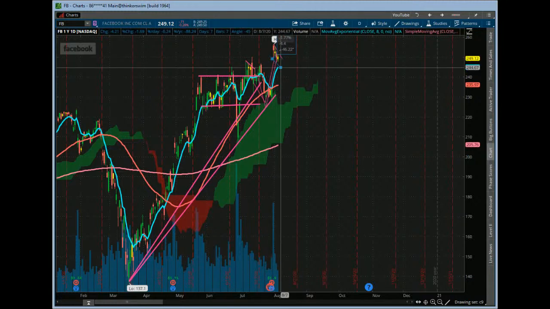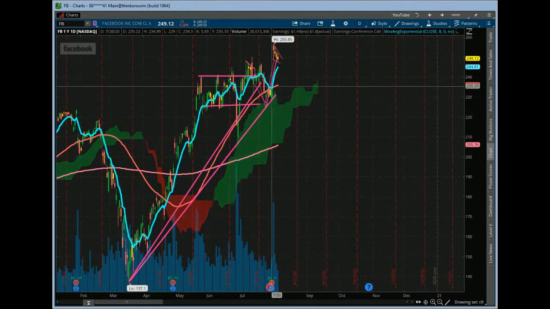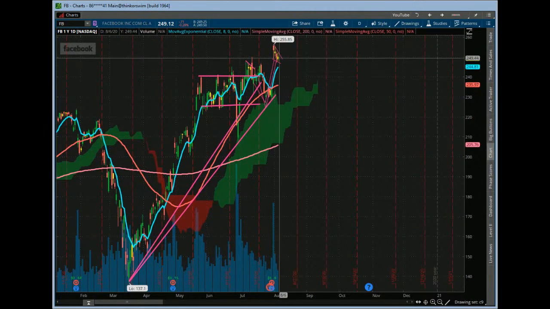Facebook is kind of doing this flag type pattern here. I know there's nothing really pushing that. It's an invisible flagpole, but it's defending the gap right now. Inside day, if the market gets weak, though, just watch out on that one. But if it gets strong, then maybe that inside day could give a break to the upside.